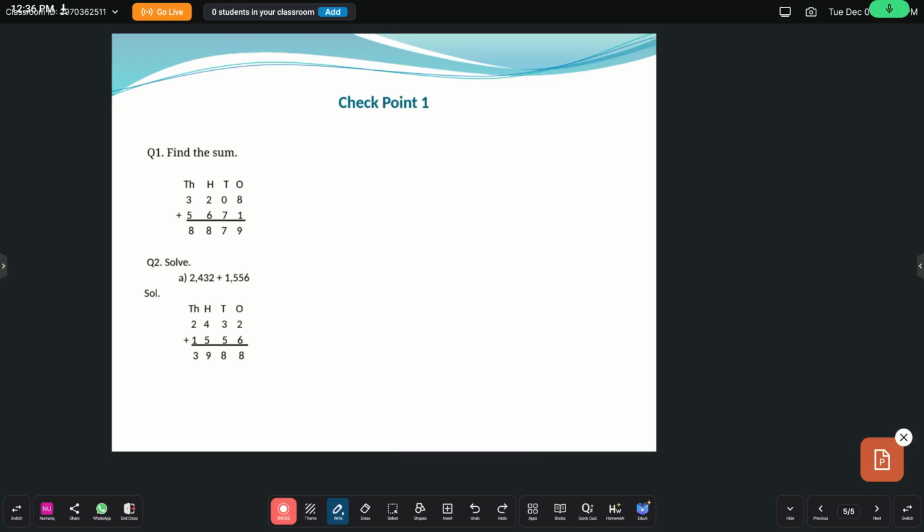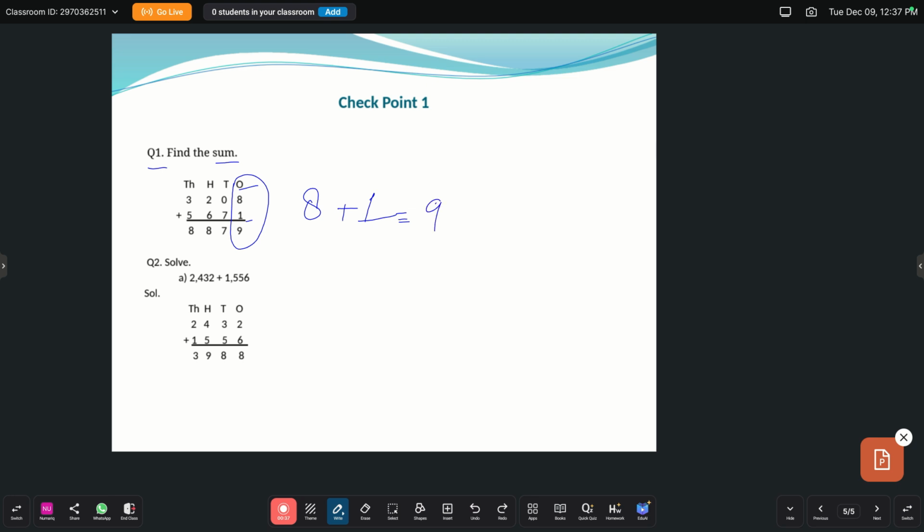Let us begin with checkpoint 1. The first question here we have: find the sum. We have been given the addends and they are already arranged in columns. So when we start adding the numbers, we begin with the ones column. We have to add the digits in the ones column. The first addend has 8 and the second addend has 1. So 8 plus 1 is 9.